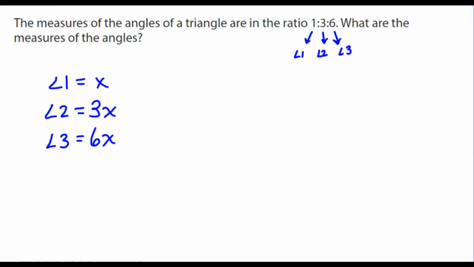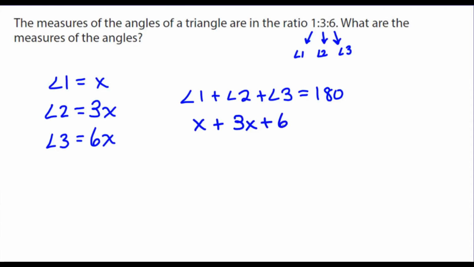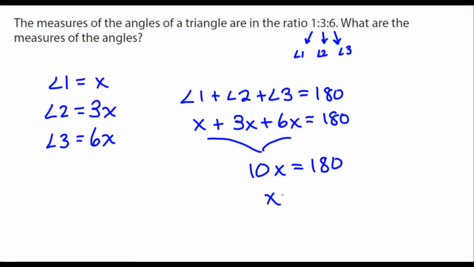So I also know that they add up to 180 degrees. Now I can write an equation. So I know that angle 1 plus angle 2 plus angle 3 is 180. And I know that angle 1 is X. I know angle 2 is 3X. And I know angle 3 is 6X. And they must add up to 180 degrees. Well, I can simplify this to 10X equals 180. And that means X equals 18.